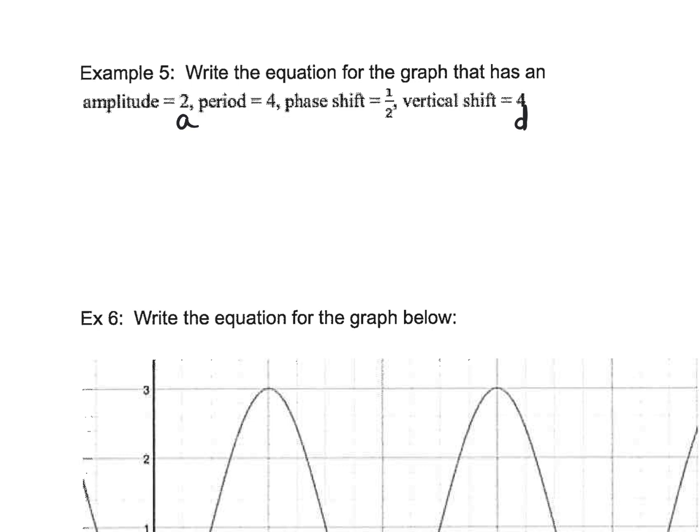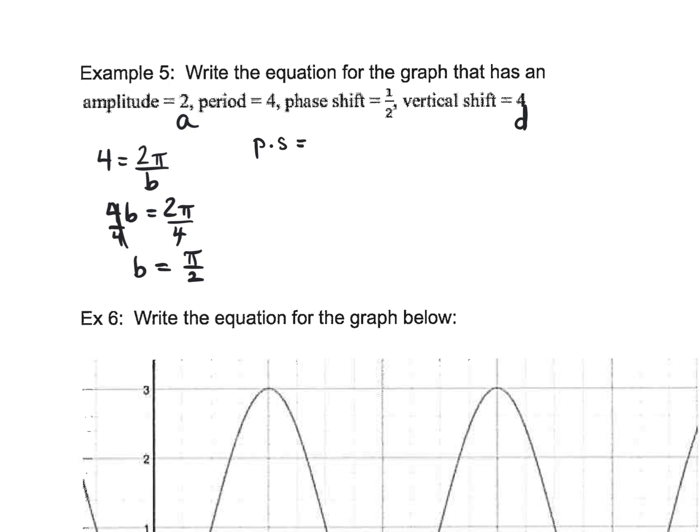So start with the period. They said the period is 4. So 4 is equal to 2 pi over what? B. Cross multiply and we get 4B equals 2 pi, and now we just divide by 4 and reduce, and B is what? Pi over 2. Cool.